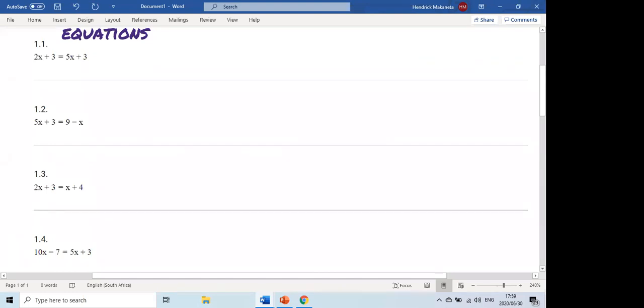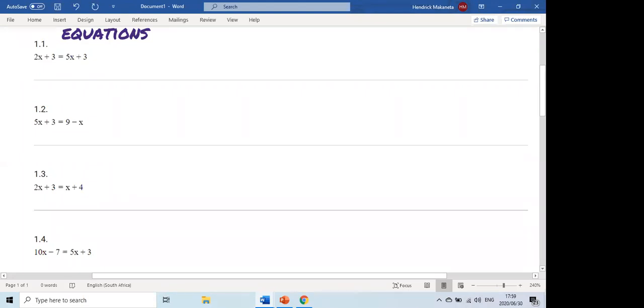If you can look at these activities, I've got 1.1, 1.2, 1.3, and 1.4. So we have about 4 activities. This is just one question, question 1, which consists of about 4 sub-questions. And what is the question? Solve for x in these equations. We need to solve for x. How are you going to solve for x in this instance?